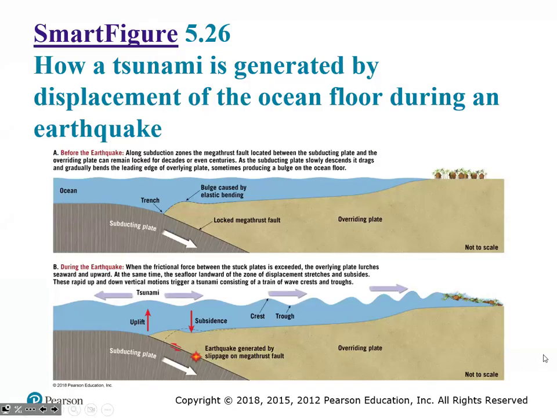So here is a short video about how tsunamis are generated by the displacement of the ocean floor during an earthquake. So you have a subducting plate, it builds up a bulge, storing energy, and then it releases, and that creates a tsunami, a wave that travels outwards. While it's in the deep ocean, that wave is actually not very high, but moving quite quickly. And it slows down when it hits shallower water, and it piles up and gets much bigger.